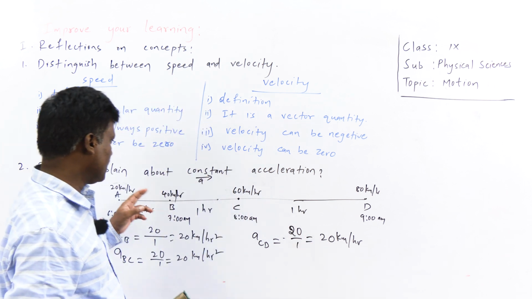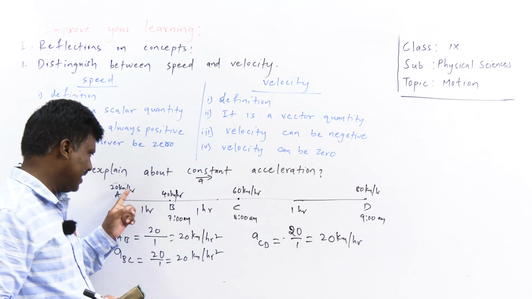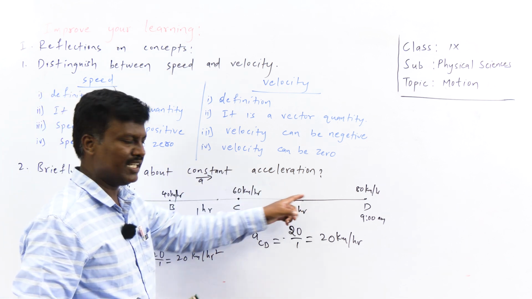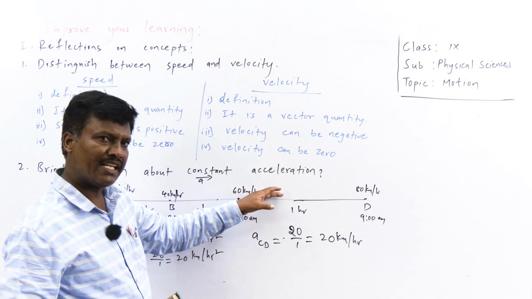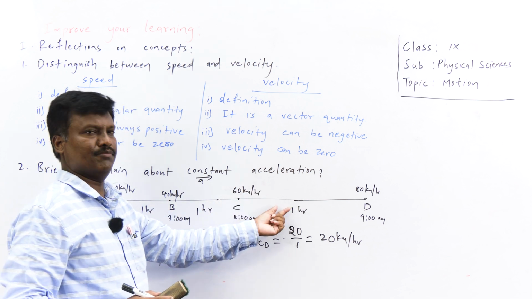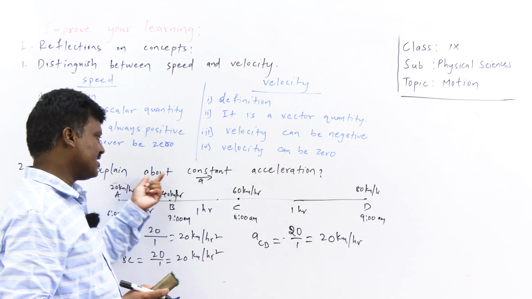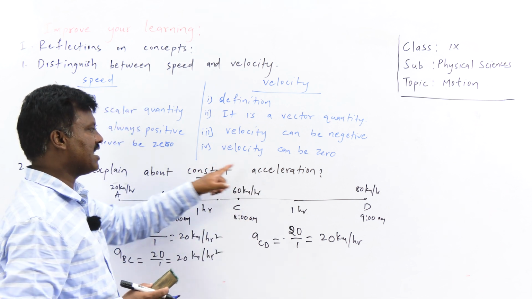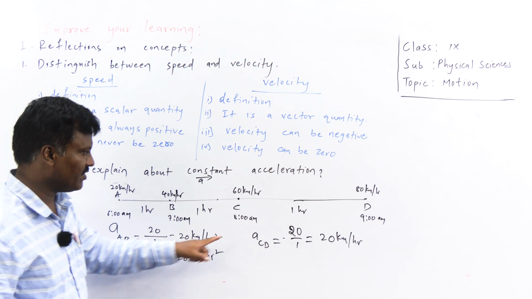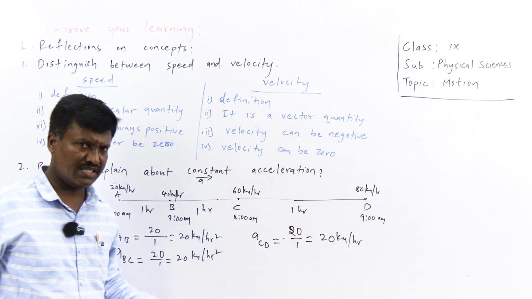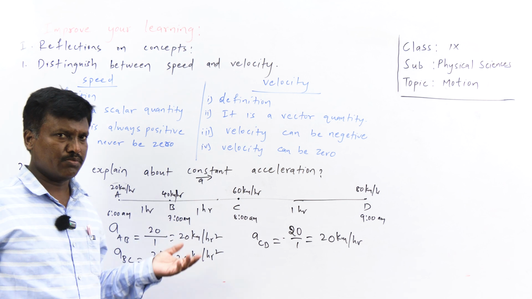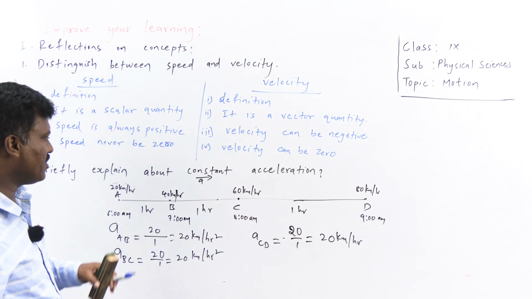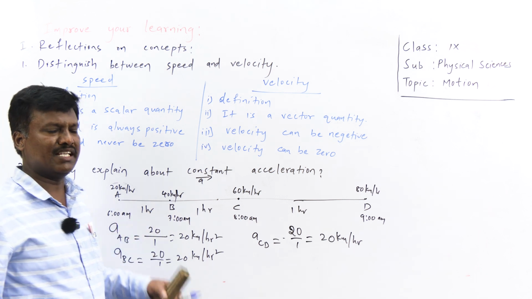What do you understand here? Velocity is changing equally. A to B changed by 20, B to C 20, C to D 20. Every time velocity changes equally in equal intervals of time. Whenever velocity changes equally in equal intervals of time, we say that the object is moving with constant acceleration, because the acceleration of this object is constant every time. So this is an example. The definition and more examples we have discussed in the previous video. If you want to explain the answer, you can take such an example and explain it in the exam.